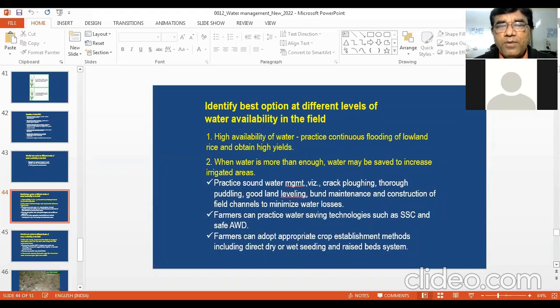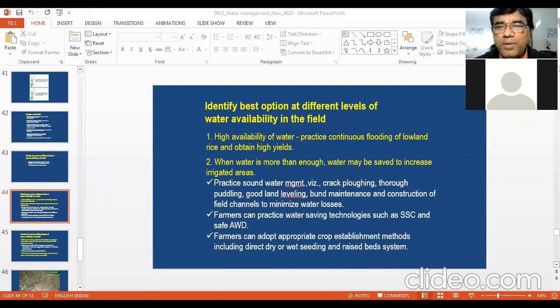Number two, when water is more than enough, water may be saved to increase irrigated areas. So what can be done here? You want to save some water, so practice sound water management like crack plowing. Sometimes cracks develop, so they can be broken by a hoeing machine, because it acts as a soil mulch. You can see it is a kind of soil mulch.